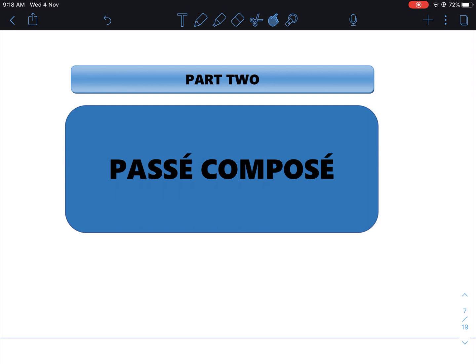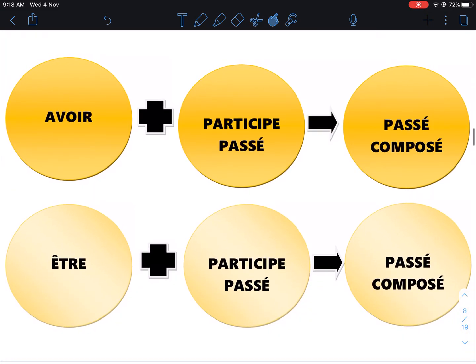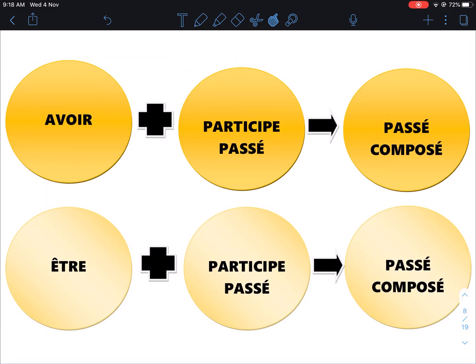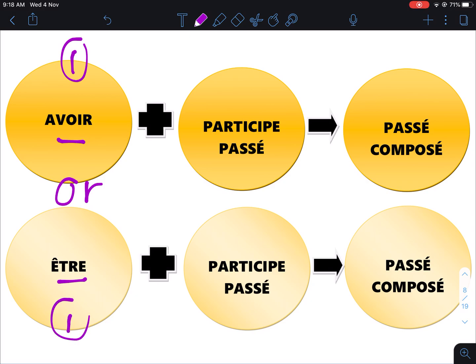Well, in part 2 of passé composé, we are going to continue from where we have stopped. Okay, so now let's get started. Before we look at the verb auxiliary avoir and être, and also participe passé, let's look at this chart. These are the components of passé composé. We have the first one, auxiliary avoir or auxiliary être. So this will be your first component. Next, you have the second component, which is participe passé. So these two are needed to form passé composé.